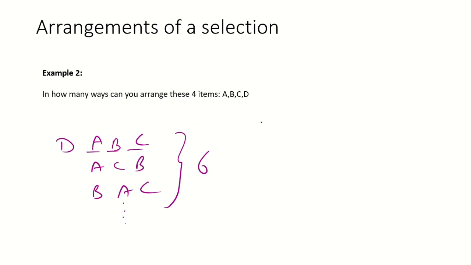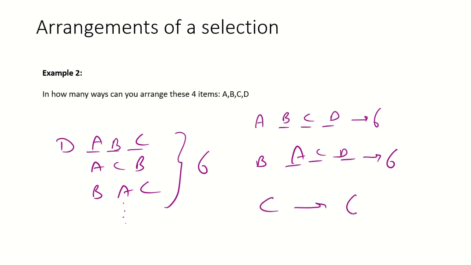Now, if A occupies the first place, then B, C, and D can again rearrange themselves in six ways, right? If B occupies the first place, then A, C, and D can also arrange themselves in six ways. If C occupies the first place, then again we have six. So adding all this up, we have 6 plus 6 plus 6 plus 6, basically 4 times 6 is 24. So there are 24 ways in which these four items can be arranged.